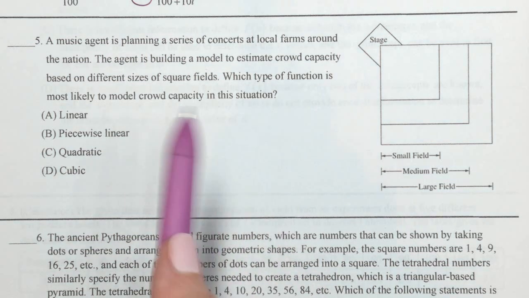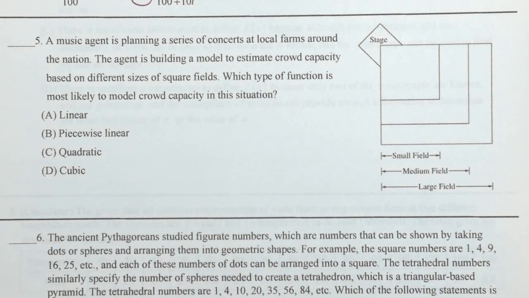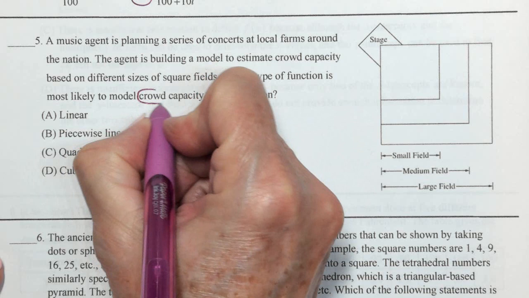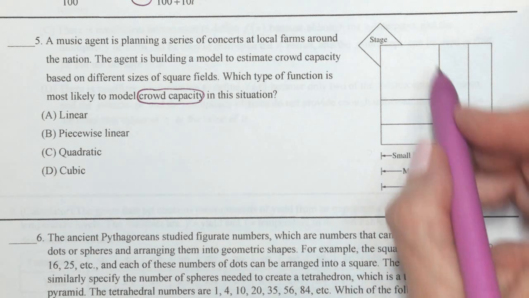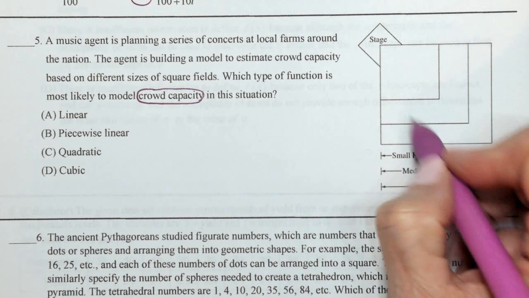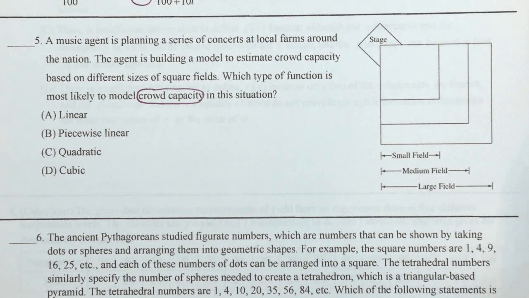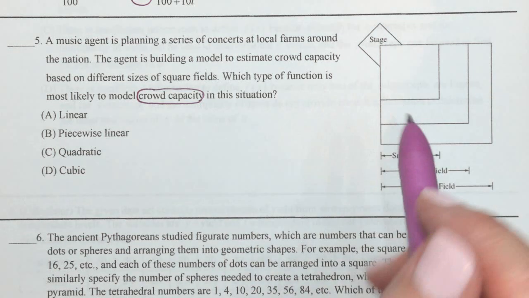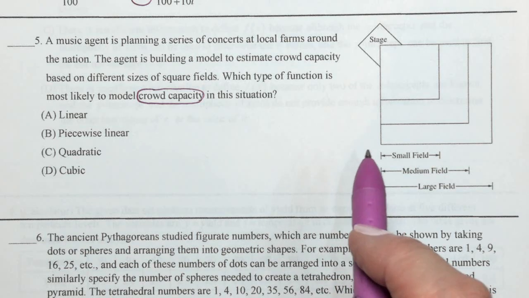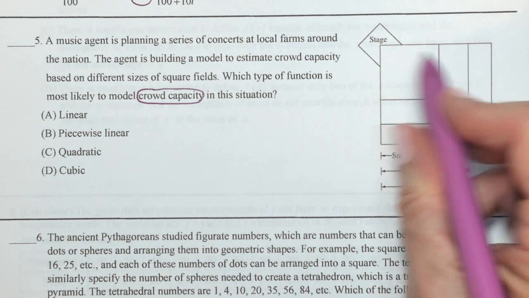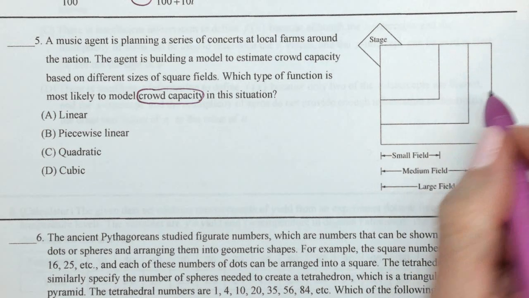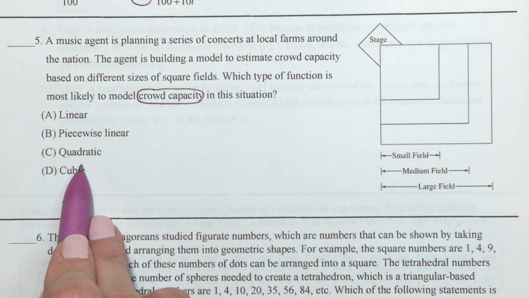So anyway, okay. So what type of function is most likely to model crowd capacity in this situation? Okay. Linear, piecewise linear, quadratic, or cubic. So they're trying to see which size of field to make for crowd capacity. I saw a couple of problems kind of vaguely similar to this type of problem on AP Classroom. So if they want to know how many people can fit in a square, would that be linear, piecewise linear, quadratic, or cubic?